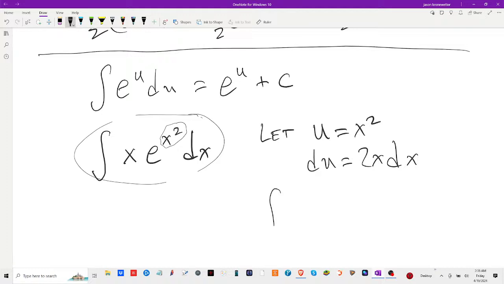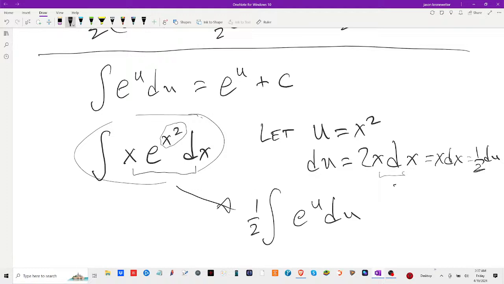That's e to the u. So this guy is going to become e to the u there. Now what about the x dx? I haven't accounted for that yet, but it's right here. Here's that x dx. So x dx equals 1/2 du. That's great because that means this integral converts into 1/2 e to the u du. The x dx part, that is 1/2 du.